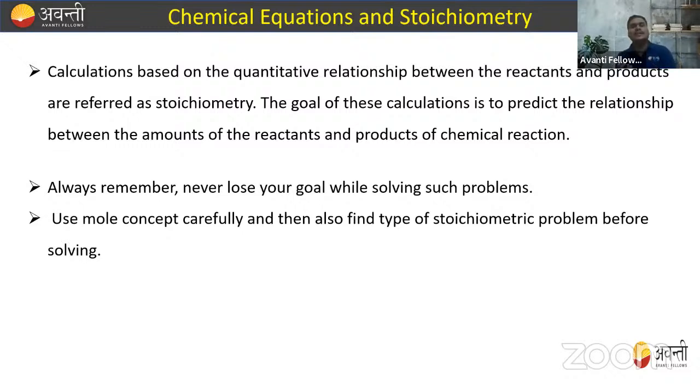चलो. So basically chemical equation and the stoichiometry. What do you mean by this term? Chemical equation and the stoichiometry. So calculation based on the quantitative relationship between the reactant and product. Always remember, the calculations based on the quantitative relationship between the reactant and product are referred to as stoichiometry. The goal of this calculation is to predict the relationship between the amount of the reactant and product of the chemical reaction. And always remember, never lose your goal while solving such problems, right?